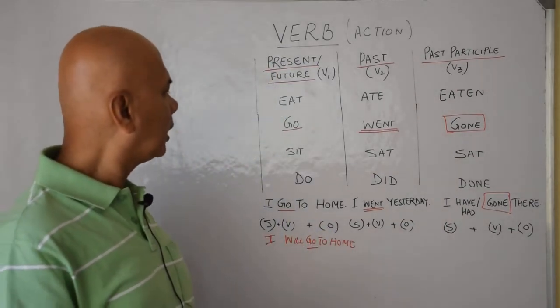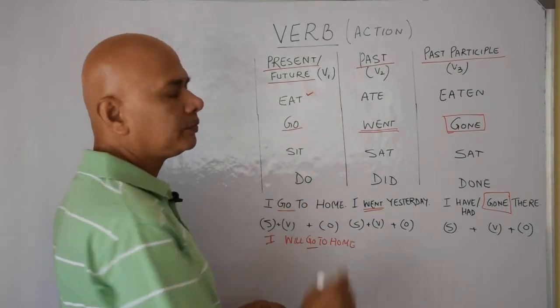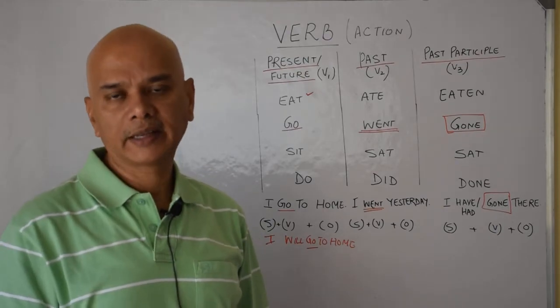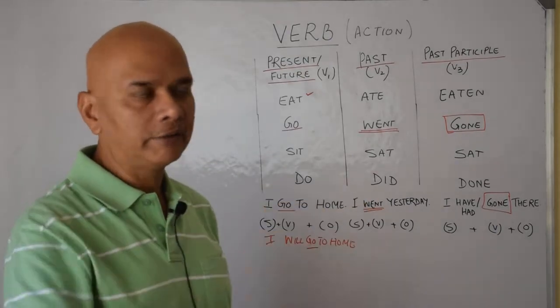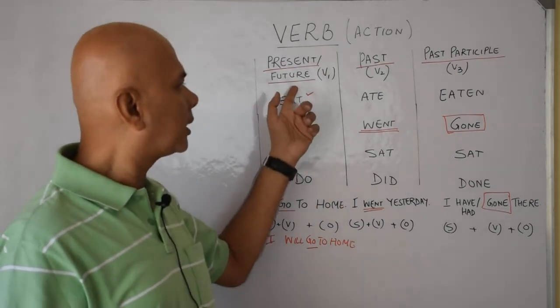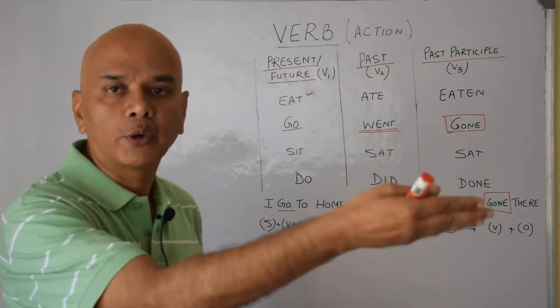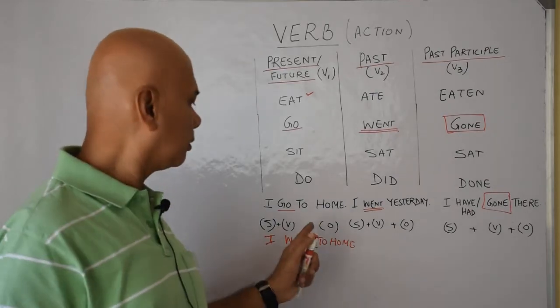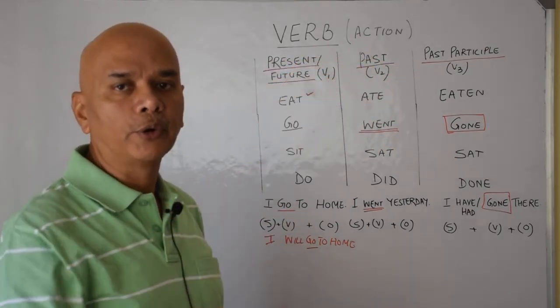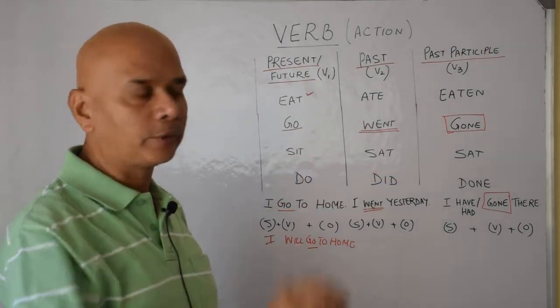Take one more example. And this time I will use the word eat. I eat food every day. You eat food every day. This is present simple everyday action. Future tense. I will eat tomorrow. So will, I am using will here. I will eat tomorrow. You will eat tomorrow.